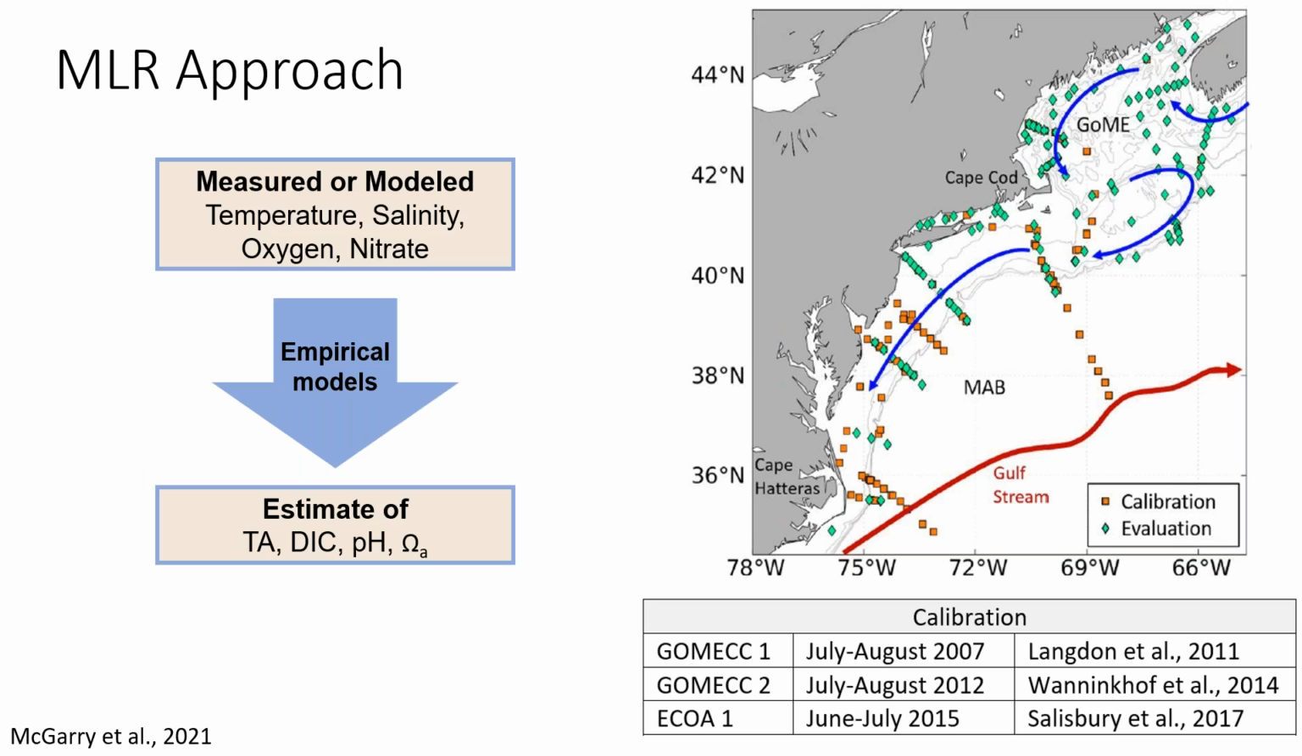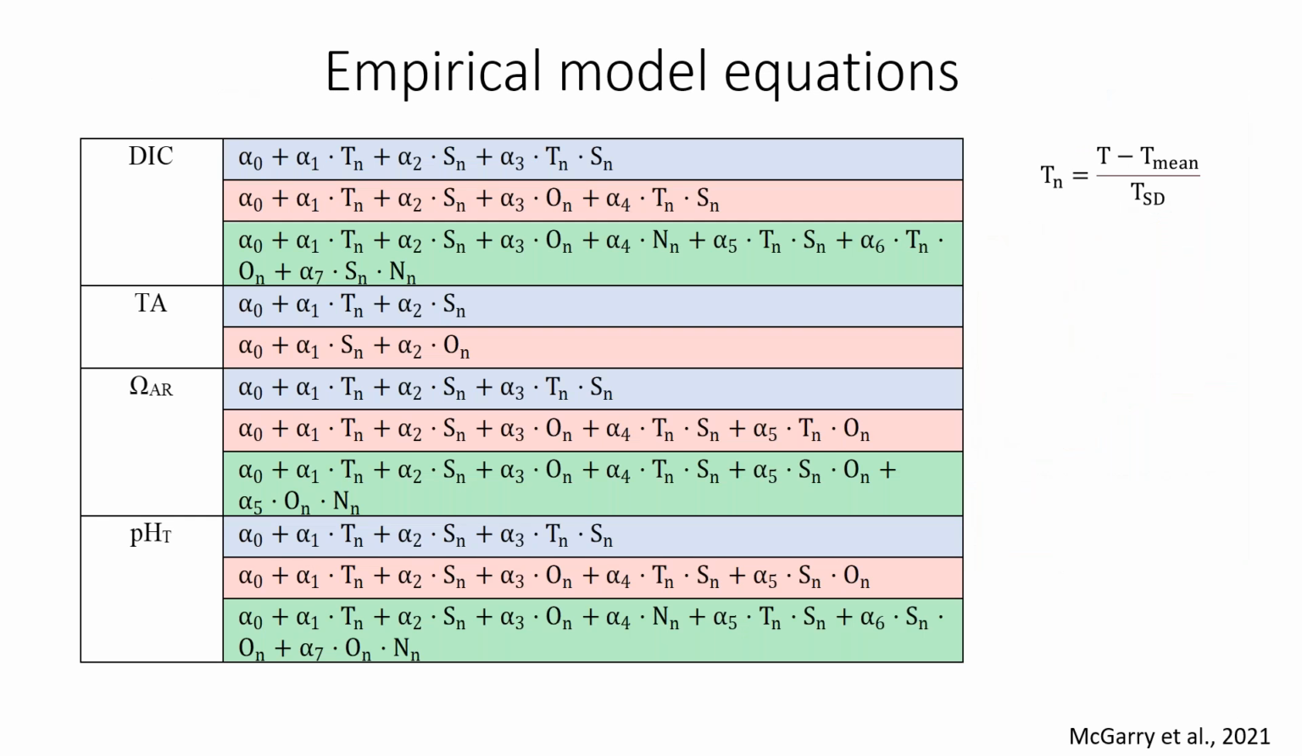To do this, we used observations collected on 3 regional cruises since 2007, which are shown on this map in orange. We fit multiple linear regression models that use combinations of temperature, salinity, oxygen, and nitrate to estimate total alkalinity, DIC, pH, and aragonite saturation state. So we were able to fit those because the carbon variables were measured on these cruises. The empirical model equations were selected based on the AIC score, which incorporates both the goodness of fit and the complexity of the model to determine which terms are worthwhile to include in the equation.